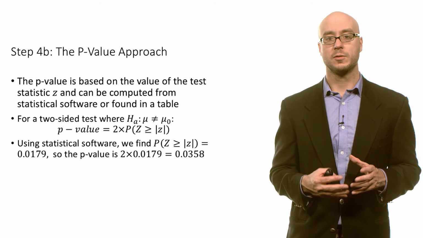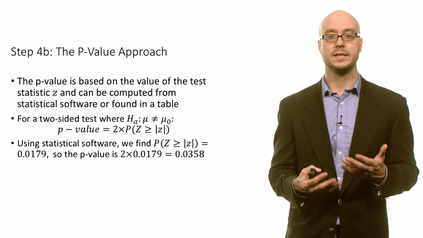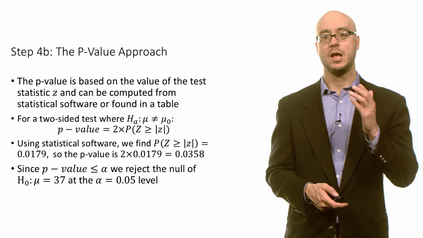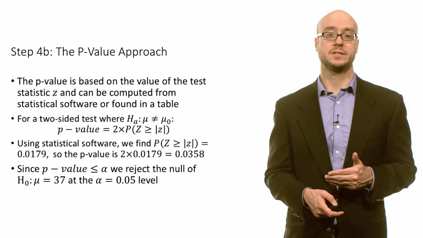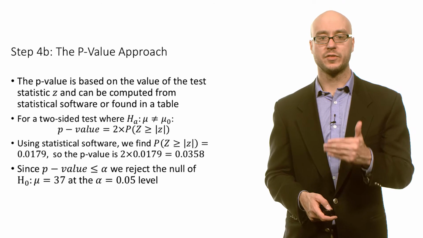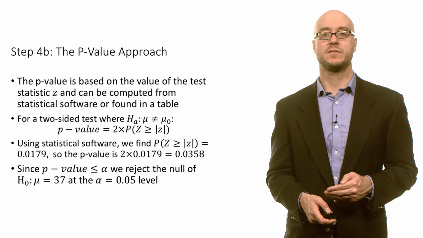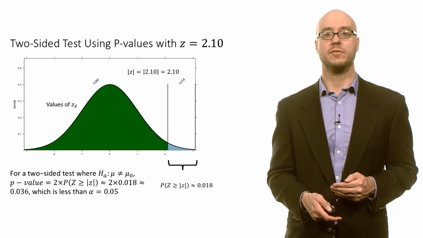Using statistical software, we find that the p-value is 0.0358. We compare that to our level of alpha of 0.05, and we find that it's actually less than 0.05, so we reject the null that the population mean is 37 hours per week at the alpha 0.05 level.